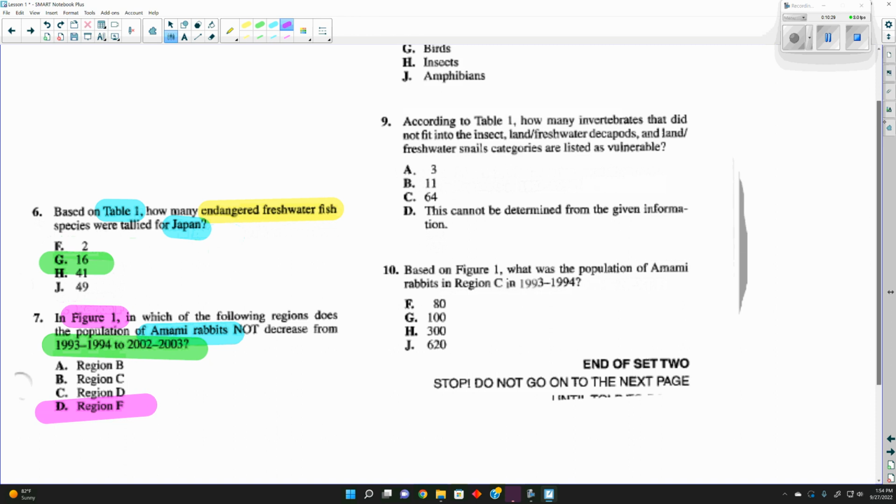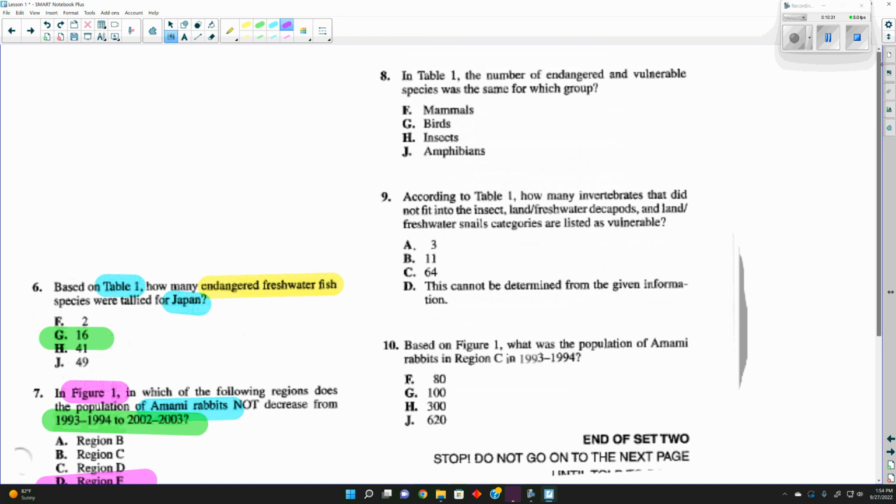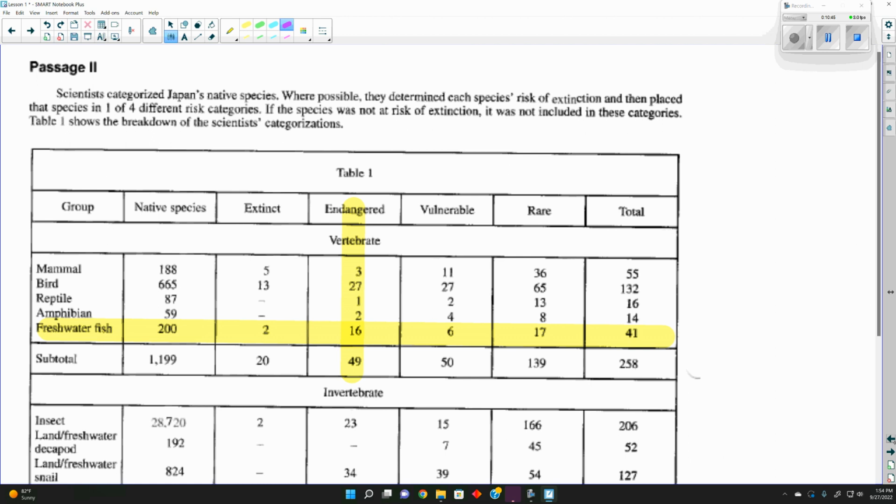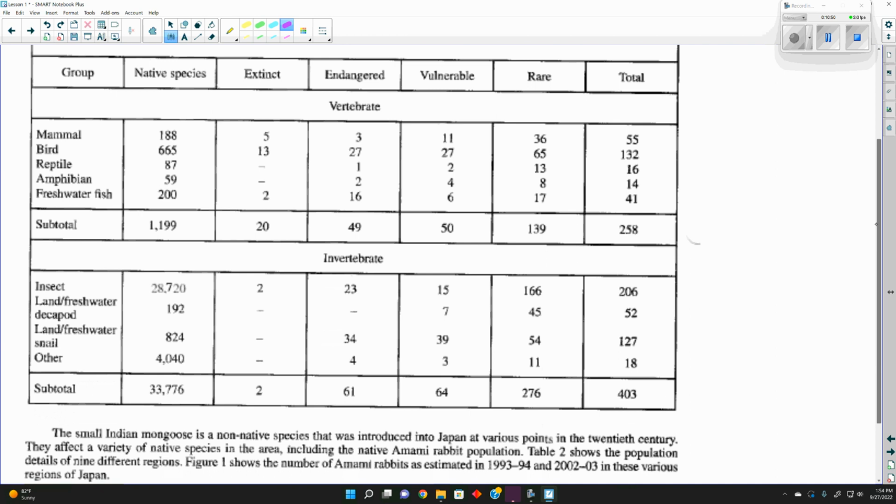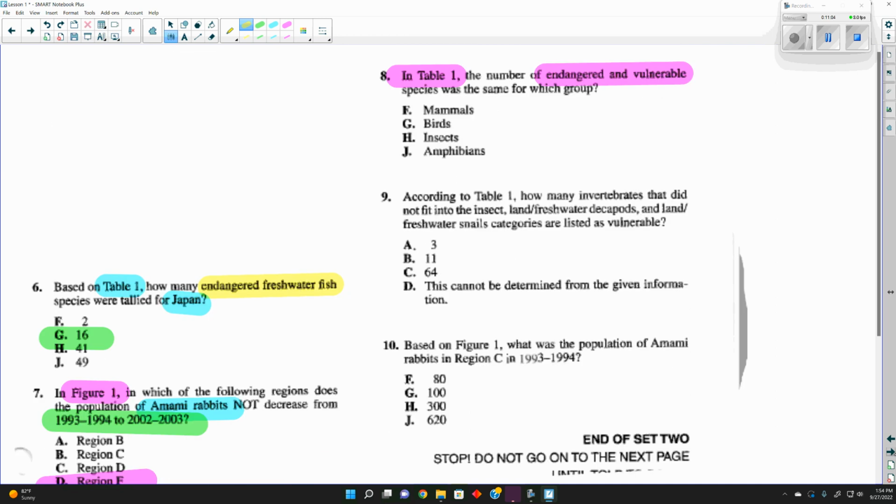Let's look at the next one. In Table 1, the number of endangered and vulnerable species was the same for which of the following groups? So we're looking at Table 1, endangered and vulnerable, for them being the same. So if we go to Table 1, so we're looking at endangered and vulnerable. These two here, we're looking for where they are the same. Where are they the same? Birds. So the correct answer is G.